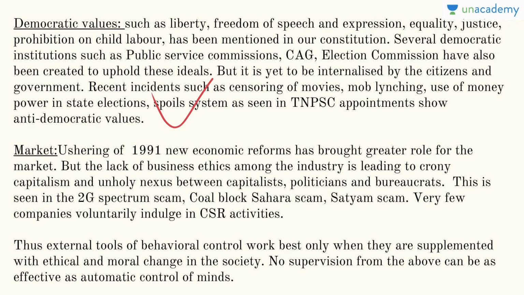Now let's talk about the market. Since 1991, there have been a lot of new economic reforms that have brought a greater role for the market, but business ethics are not there in the industry leaders. A lot of crony capitalism, nexus between capitalists, politicians, bureaucrats happens. It can be seen in the 2G spectrum scam, coal block, Sahara scam, Satyam scam, and very few companies voluntarily indulge in CSR activities, but now it is a law. So with external tools, you can control the behavior, but they work best when supplemented with ethical and moral change in society, and no supervision from above can be as effective as automatic control of minds.